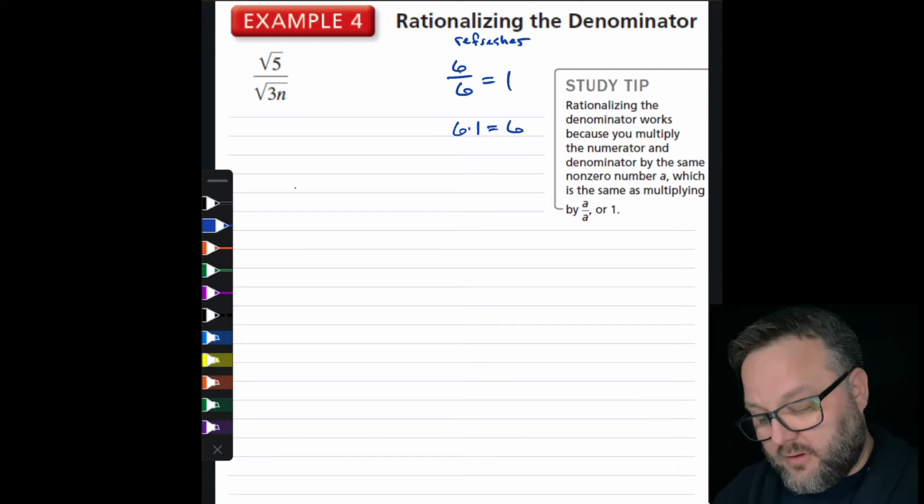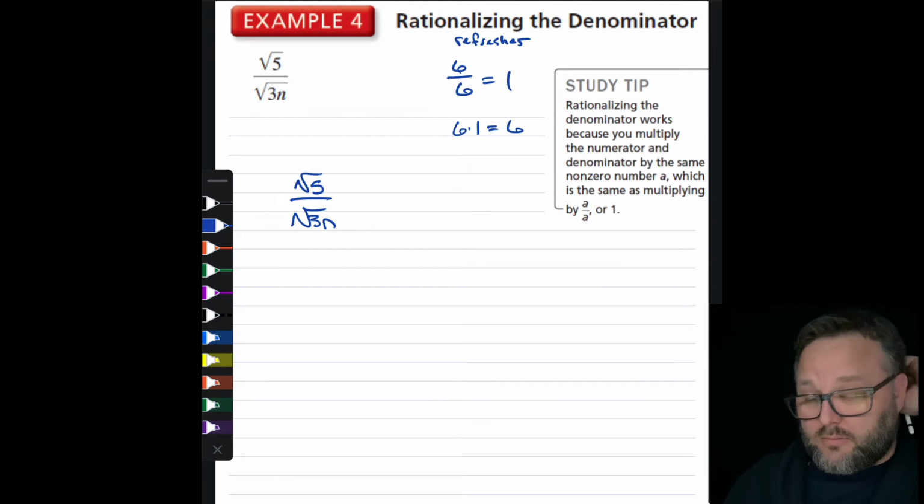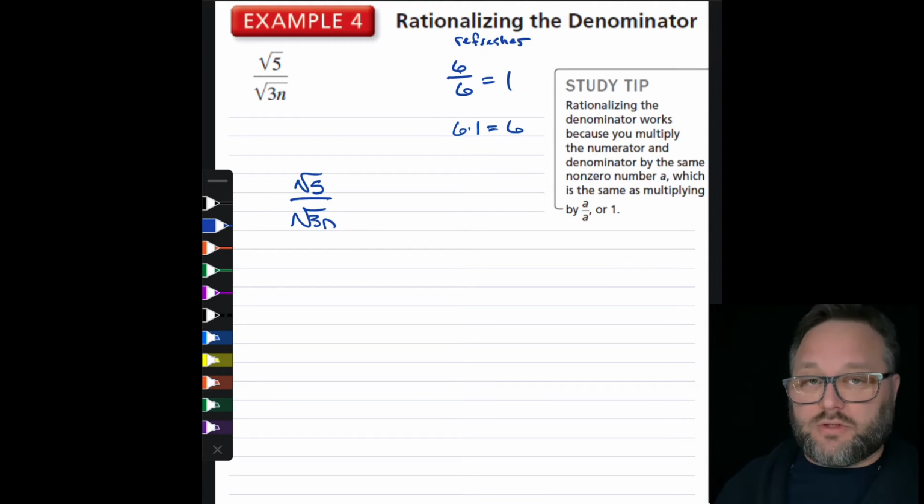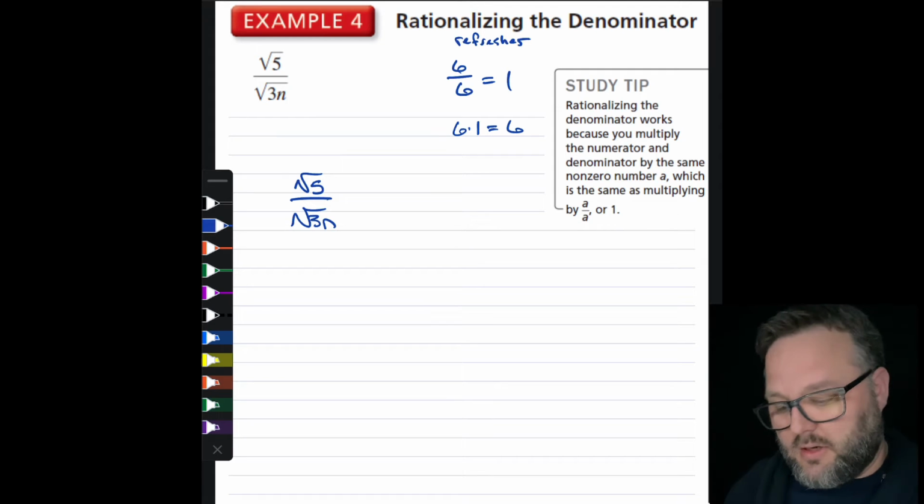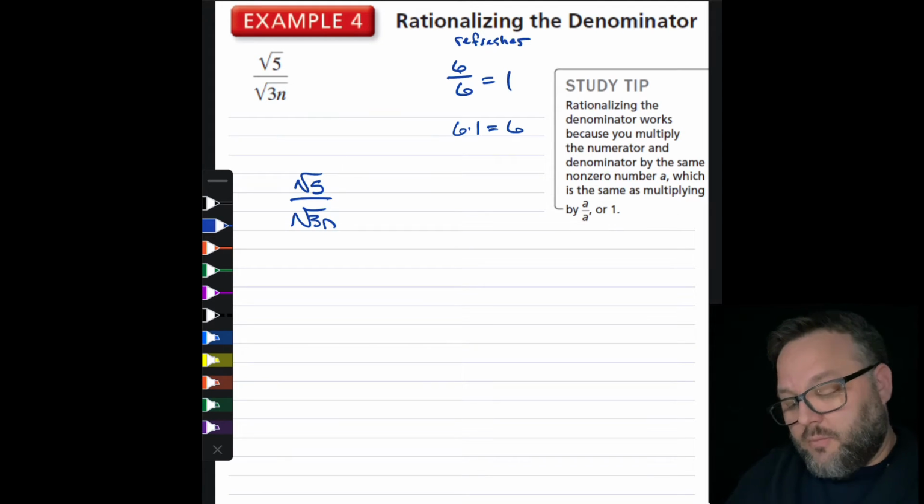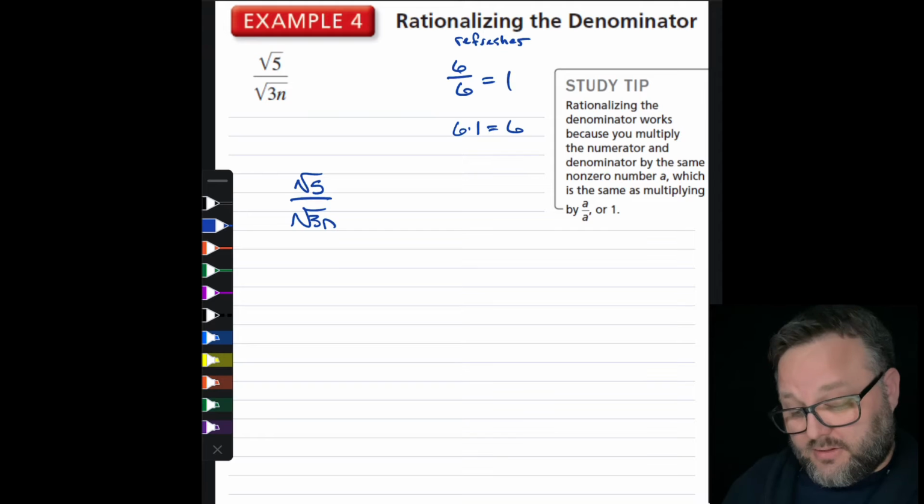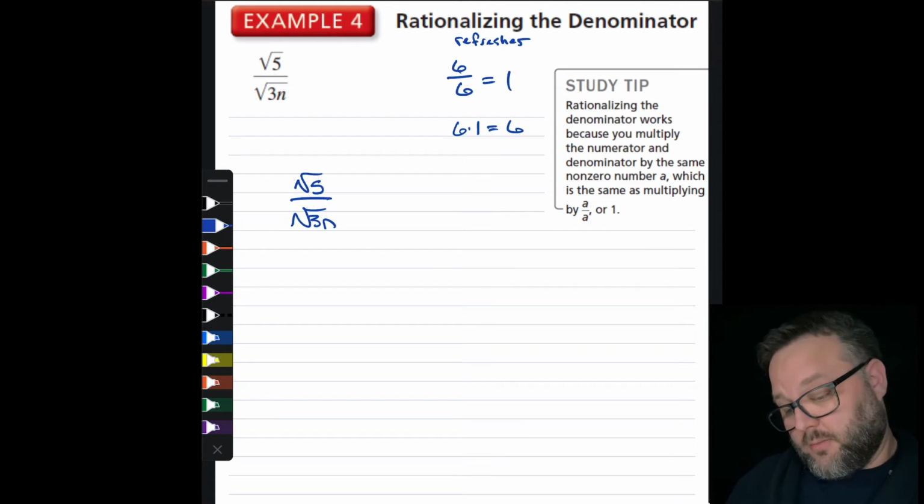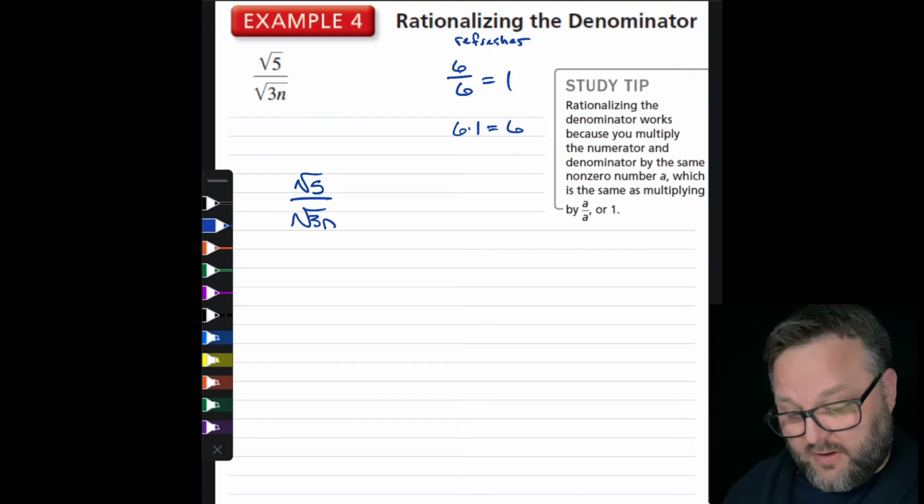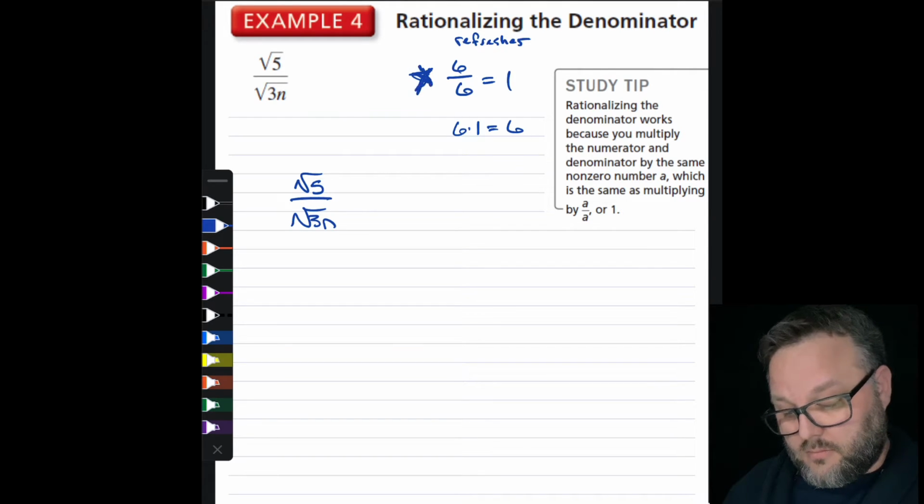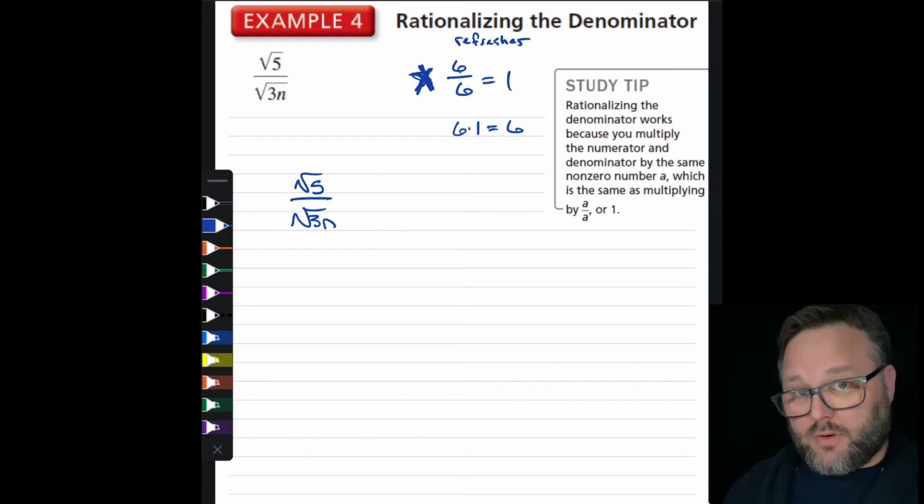So we're given radical 5 over radical 3n. Could say square root as well. I'm mixing up the language so you can get practice hearing it in any direction. But we don't like this radical or the square root being in the denominator. So we want to use this fact first to get rid of the square root.